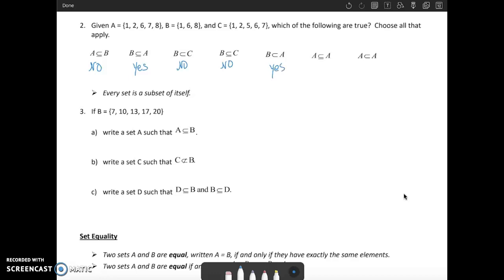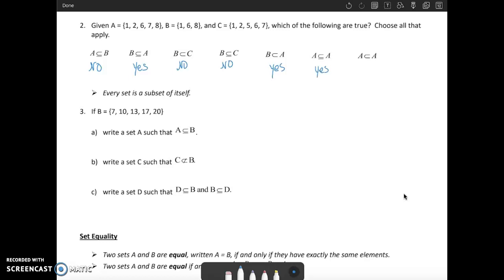Is A a proper subset of A? Go back. Is A just a subset of A? So that is basically saying, is every element of A also in A? Well, that almost seems like a silly question to you, right? Because I could go through and say 1 is in A, yes, 1 is in A. 2 is in A, yes, 2 is in A. 6 is in A, yes, 6 is in A. Same for 7 and 8. They're both in A, and they're both in A. So, yes, A is a subset of itself.